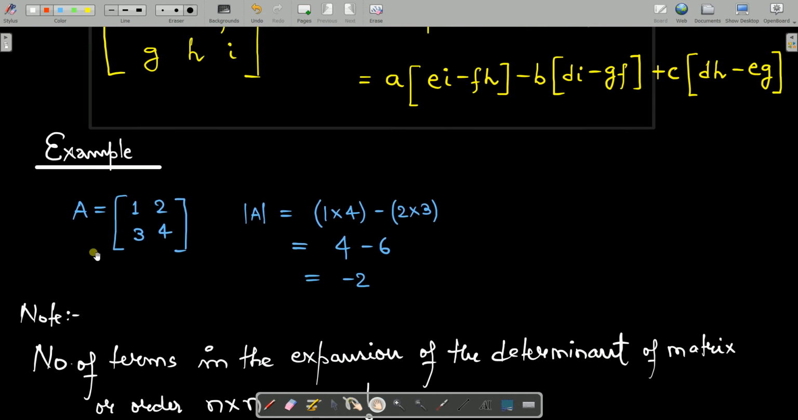So in an example, let's see, we have a 2 cross 2 matrix. A is equal to 1, 2, 3, 4. If you want to find the determinant of this, then 1 into 4 minus 2 into 3, you will get this value.